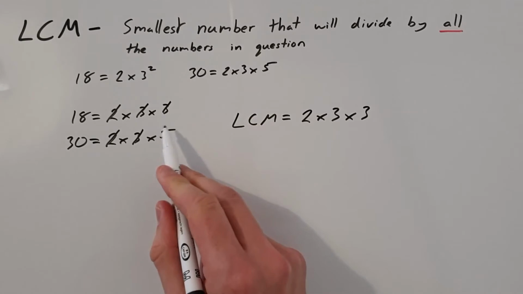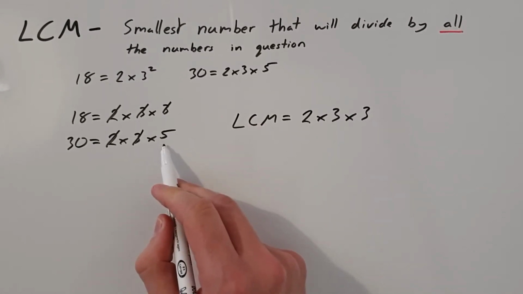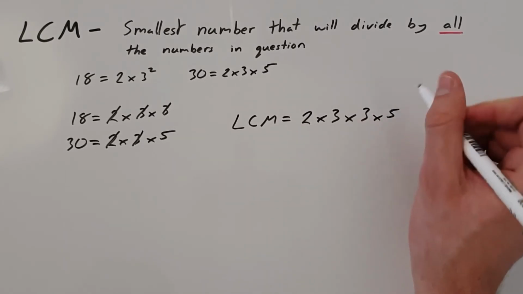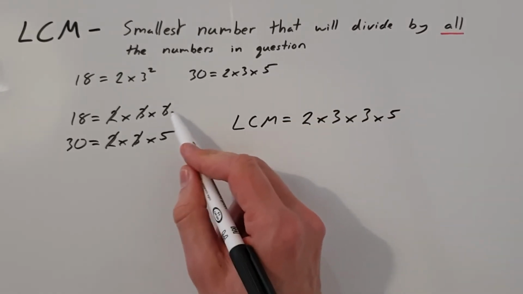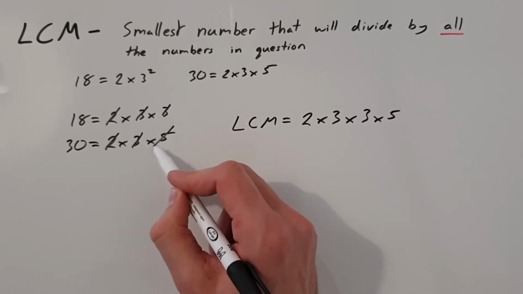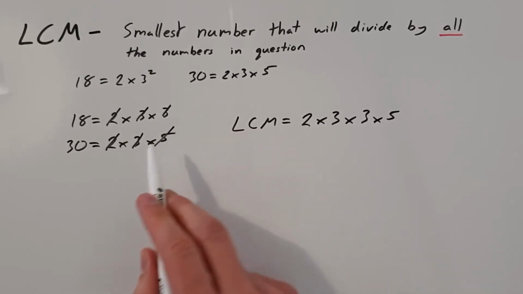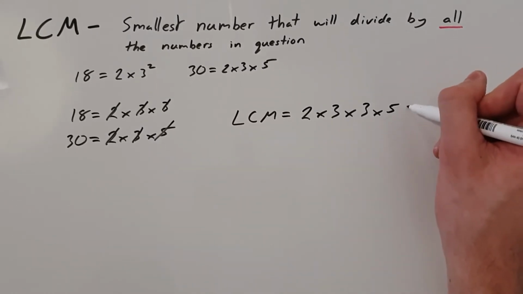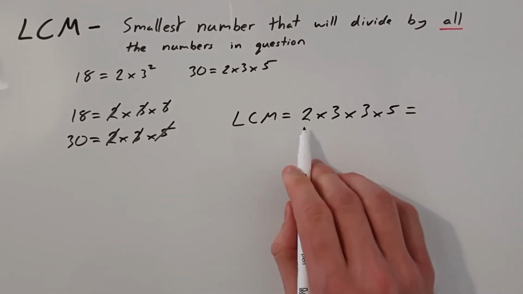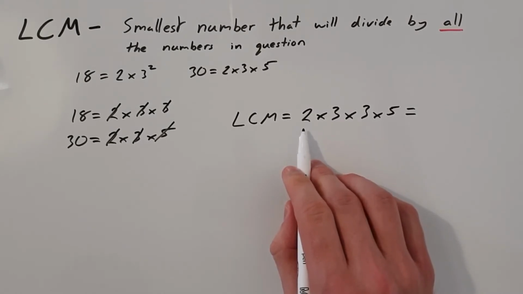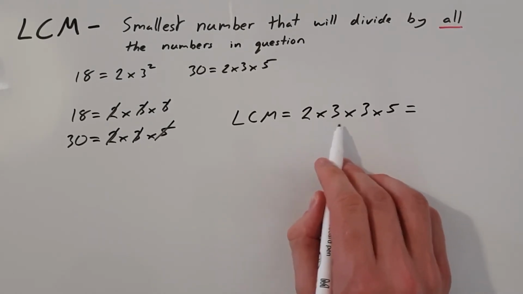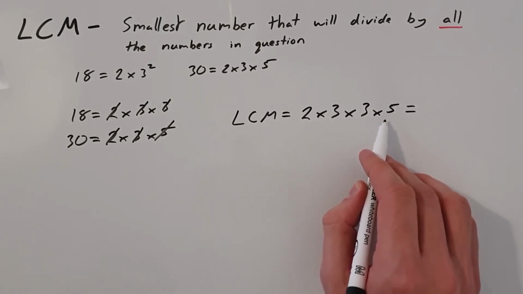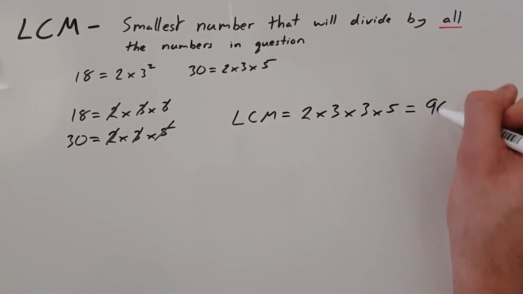And then, last but not least, we've now got a 5 in this list, which isn't in the other one, but we'll put that as well. So it isn't in this one, so we don't have to cancel anything from this side, but we've now got that 5 in there. So that's it. We've now taken into account all the numbers that were in these two lists, and now we just multiply all these together. So we say 2 times 3 is 6, 6 times 3 is 18, and 18 times 5 is 90. And that is our answer.